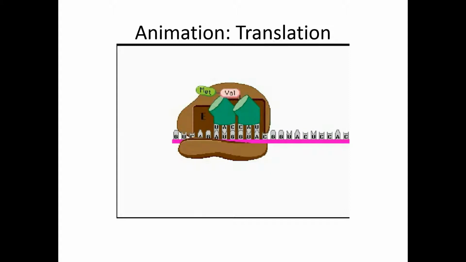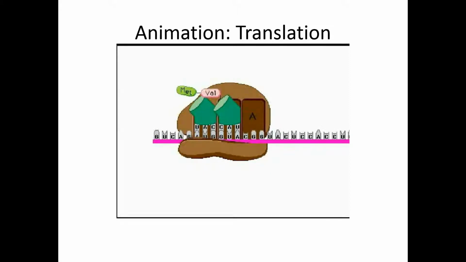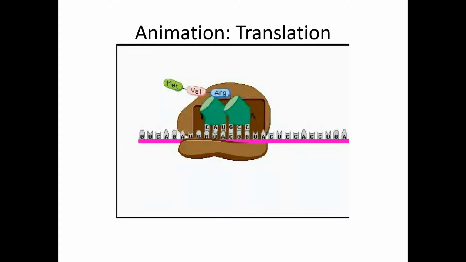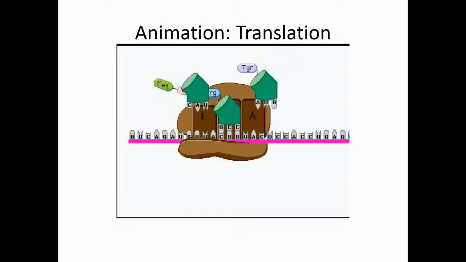The tRNA in the A site now translocates to the P site. The tRNA that was in the P site moves to the E site and exits from the ribosome. Meanwhile, a new tRNA brings its amino acid to the A site and the process is repeated.